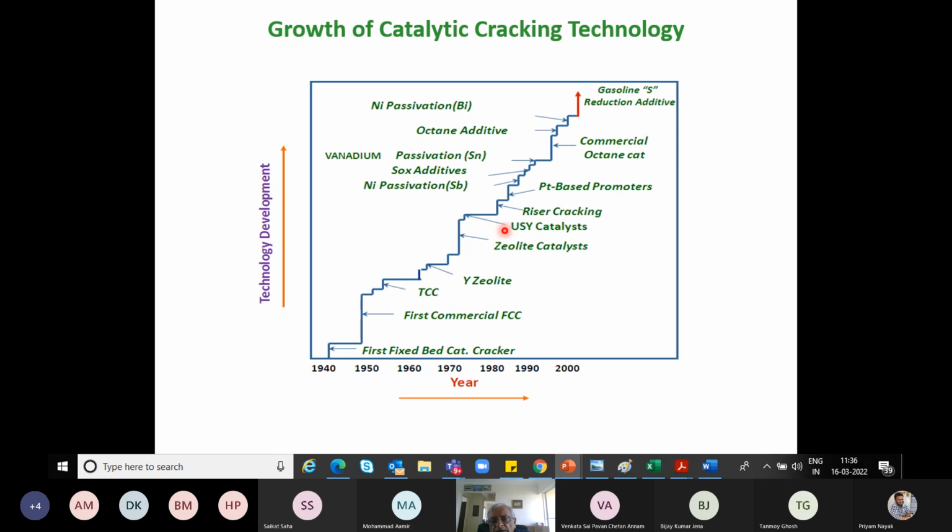In fact, in our country, you'll be quite surprised to know that the first FCC technology was commercialized by Shell in Chembur in Mumbai way back in 1954, and that unit is still operating there. It is called, in their terminology, CCU, and they also installed a 1 million ton per annum UOP FCC unit later on in the early 80s. But in 1954, if you calculate, it's almost 68 years now that we have been operating that unit.